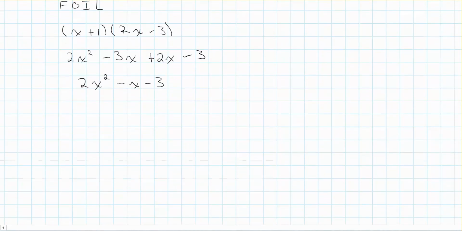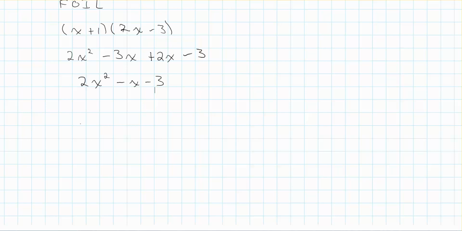Now, when you're dealing with FOIL here, you don't have to simply have it be a nice x plus 1. We could have something like 3x squared minus 5 times x plus 10. And we still would FOIL this out, we just might not be able to simplify as much.